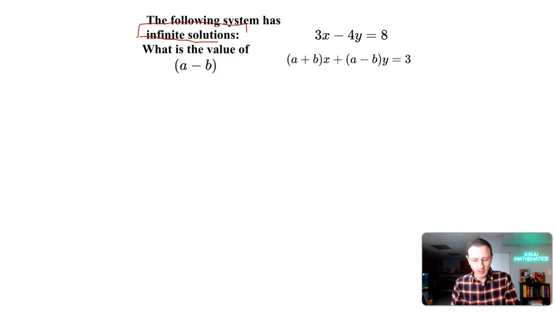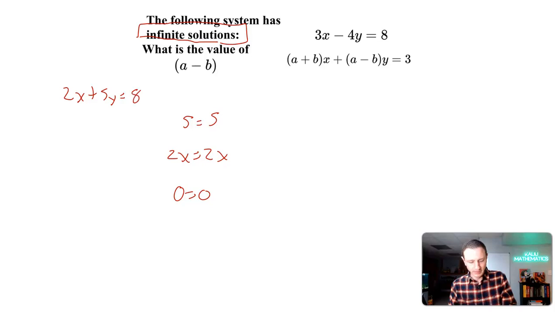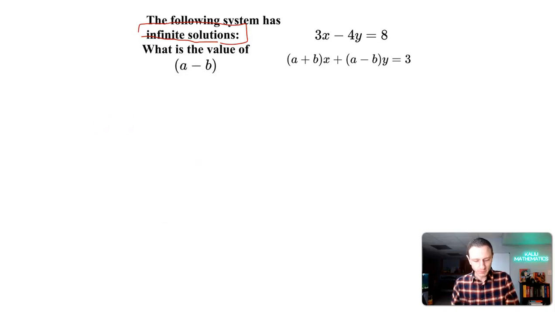So if we have a system with infinite solutions, what that translates to is that we have something like 5 equals 5, or 2x equals 2x. We have a statement that's equivalent to one another. We have the same thing. So what we end up with is something like 2x plus 5y equals 8, and 2x plus 5y equals 8. Like we have the same exact equations, because infinite solutions means it's two equations stacked on top of one another. So that's what I know. I know we have infinite solutions, and I want to figure out specifically what a minus b is.